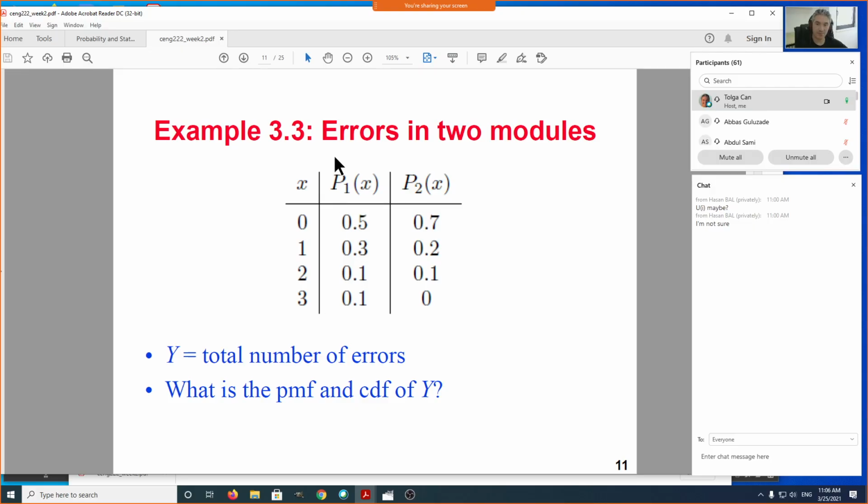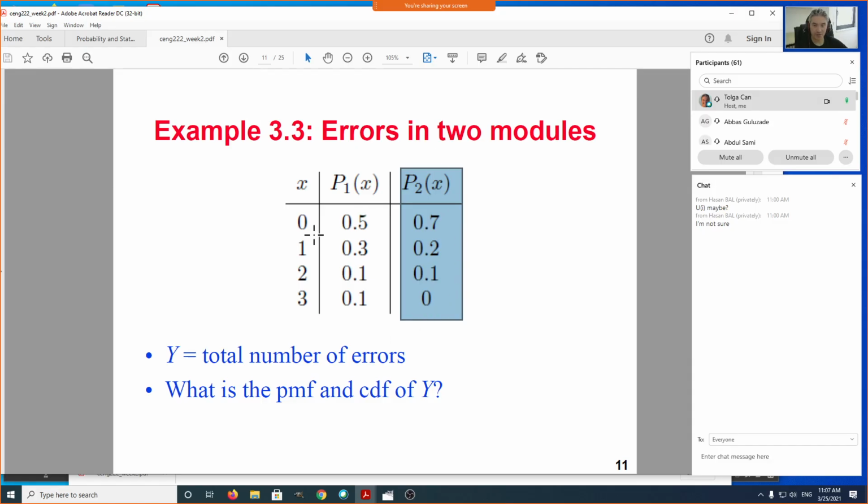So this is like a probability mass function for the random variable which tells how many errors you have in module 1. Let's call it x1, for example. x1 is the random variable that shows the number of errors in module 1. This is the number of errors in module 2. As you can see, 3 errors in module 2 is impossible; it's probability 0. But if you add up these probabilities, you see they also add up to 1. So these are probability mass functions.